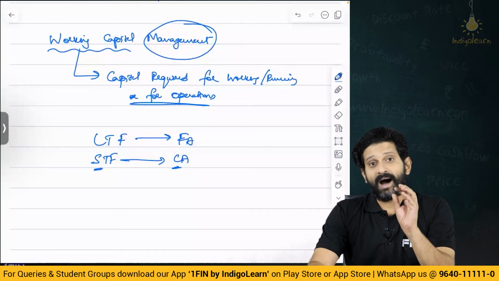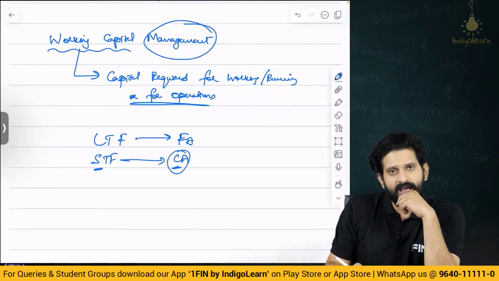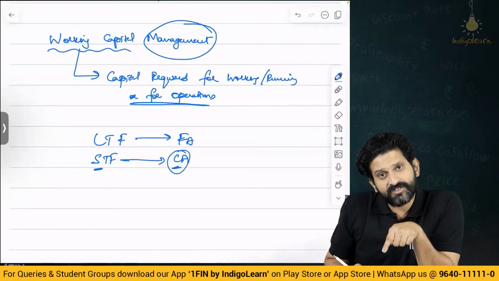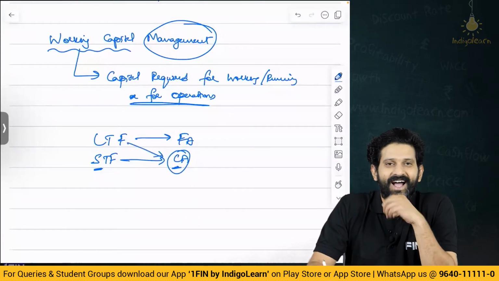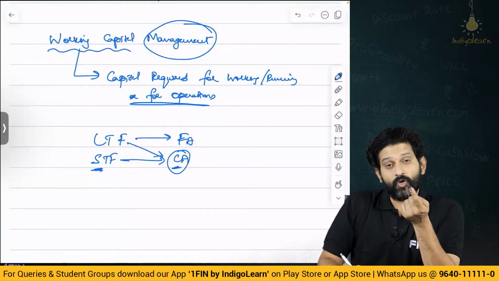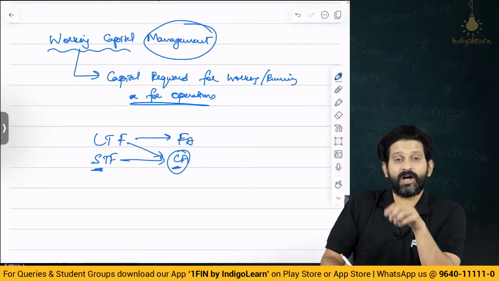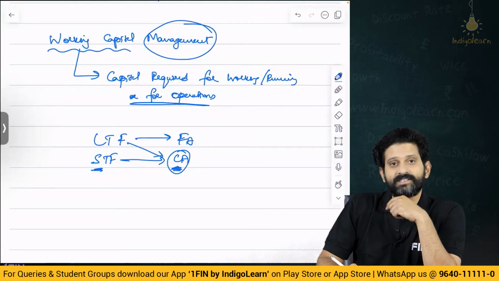I repeat, only a part of the current assets are funded by current liabilities. Then from where are the rest of the current assets funded? Long-term funds. A part of current assets are funded by current liabilities. Therefore, the excess fund is required for the purpose of addressing the current assets.